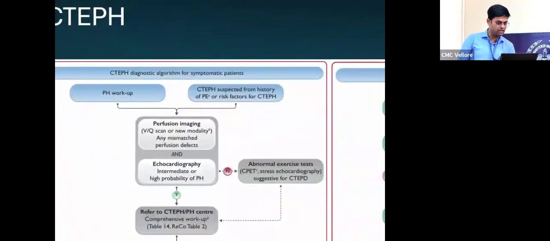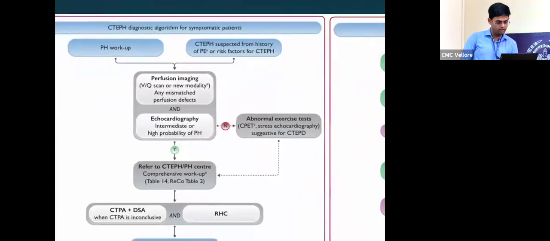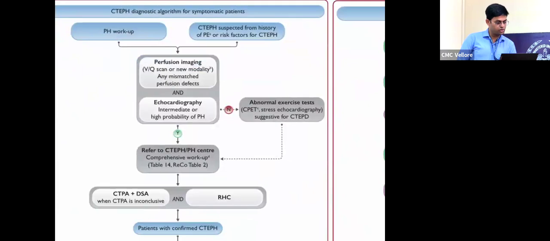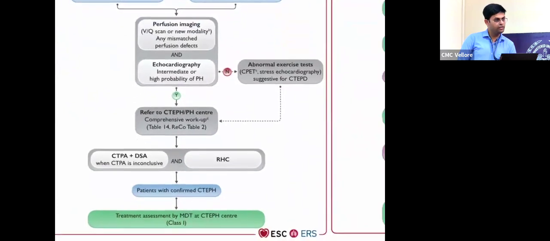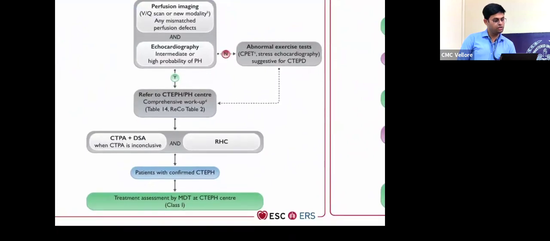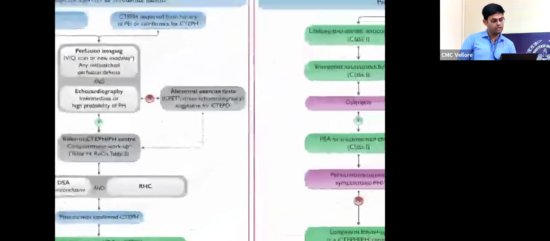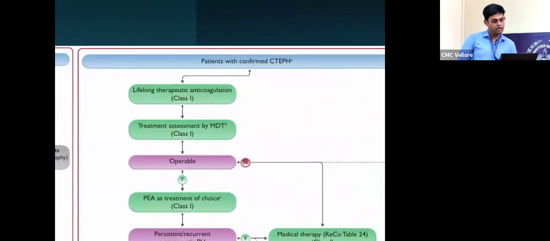A special mention about this: when you suspect CTEPH, we don't do perfusion scanning. What we do is we confirm echocardiographically the presence of pulmonary hypertension. We do CTPA to confirm, and we can do digital subtraction angiography in the cath lab and right heart catheterization to confirm the diagnosis, and then treat based on a multidisciplinary approach.